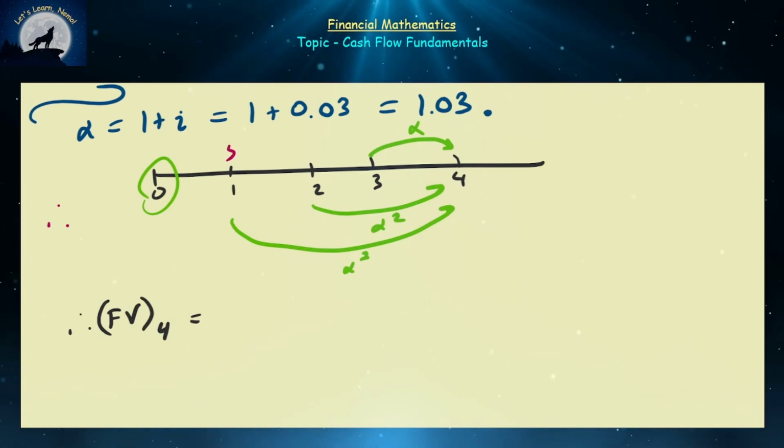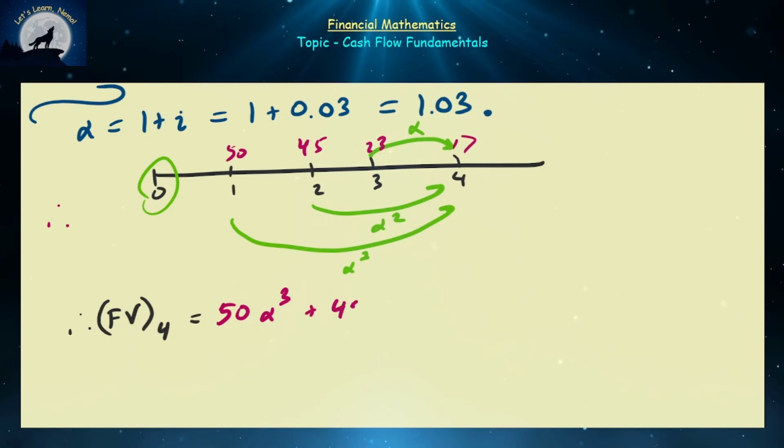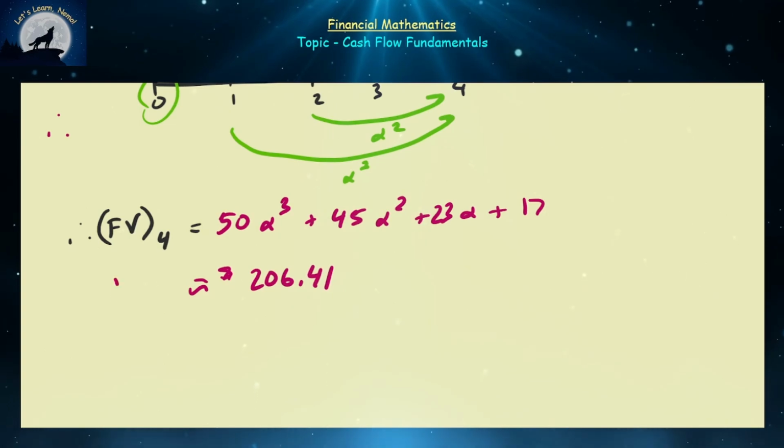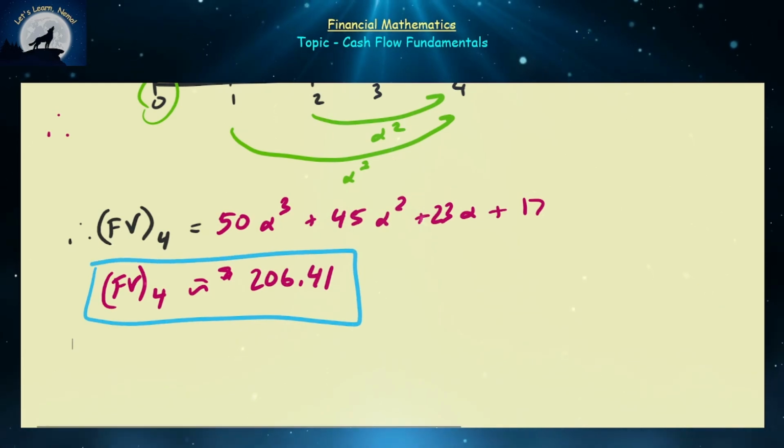So again, our transactions were 50, 45, 23, and 17. So 17 is at the time of interest. So we're going to be moving 50, how many times into the future? 3. And then we're going to be moving 45 twice, and then 23 once, and then 17 is just going to be hanging out right there. So once you actually perform this math with that 1.03 accumulation factor, you can find that this is approximately equal to $206.41. So that's what we call the future value of those cash flows.